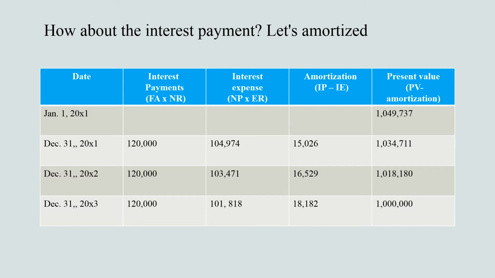Next, ang interest expense ay kinocompute as the net proceeds times effective interest rate. So, ang net proceeds natin is 1,049,737 times the effective interest rate, which is 10%, kaya naging 104,974. Next, paano malalaman ang amortization? So, malalaman ang amortization, we deduct interest expense from interest payments. So, may sobra kang 15,026.